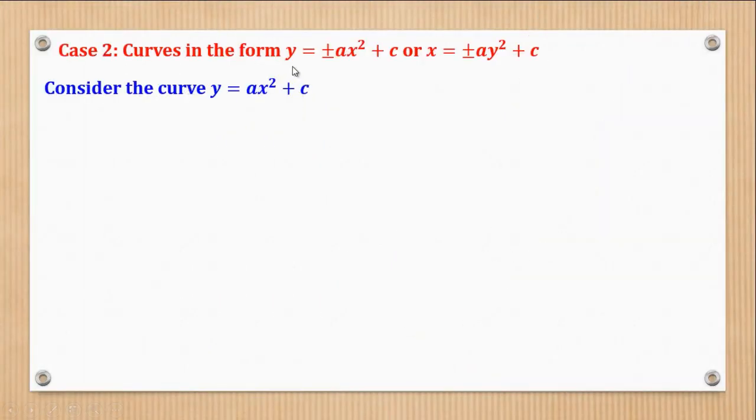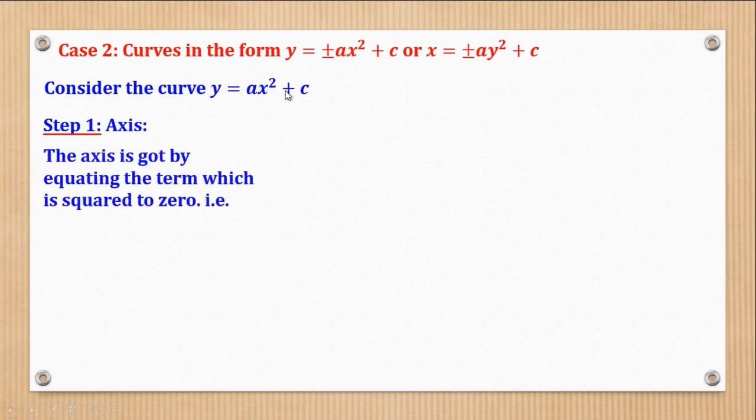So next is the curves in the form where b is equal to 0. So in this case we shall have y equal to plus or minus ax squared plus c, or x equal to plus or minus ay squared plus c. Now let us use a case with a positive coefficient, and it will be y equal to ax squared plus c. Still, the first step is to get the axis, and the axis is got by equating this squared term to 0. So when I equate to 0, I come up with x equal to 0.